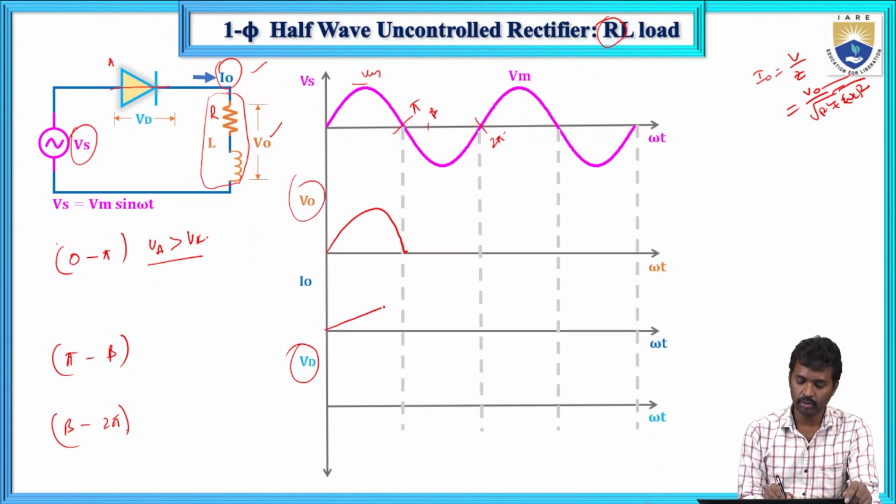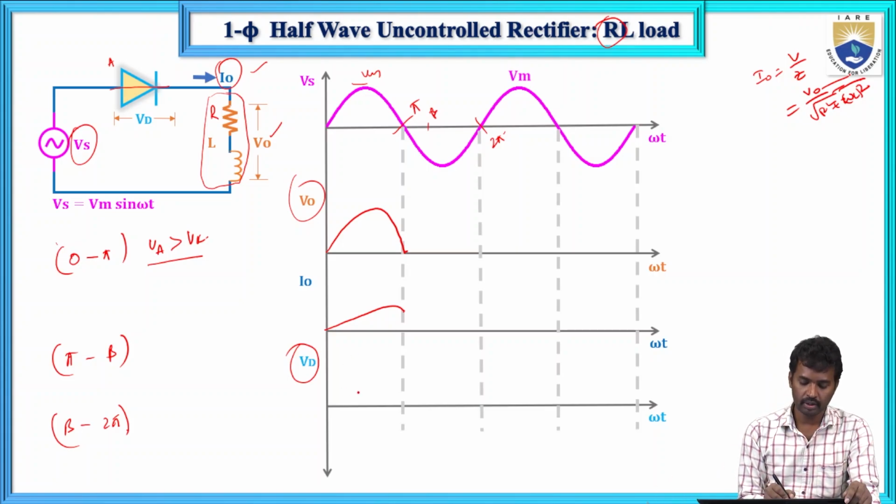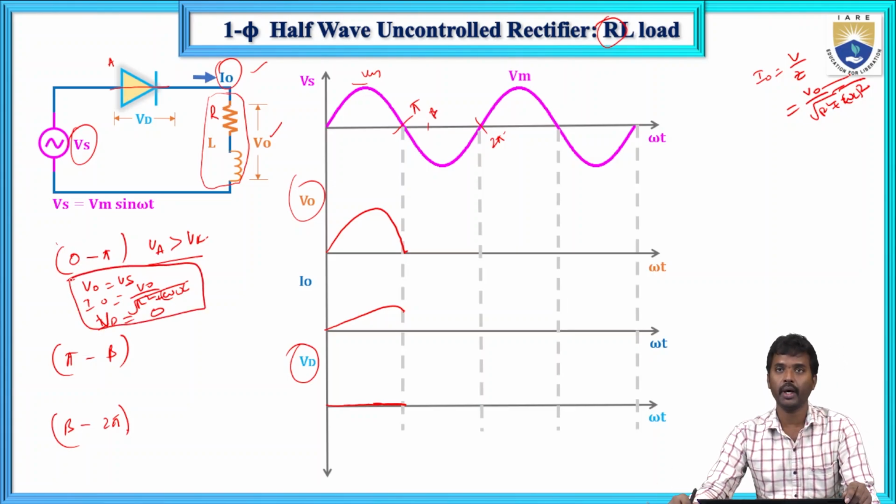The current should be like this. What about the diode current? The diode is a short circuit from zero. So V naught equals Vs, I naught equals V naught divided by the square root of R square plus omega L whole square, and ID equals 0, Vd equals 0. This is the case for 0 to pi.